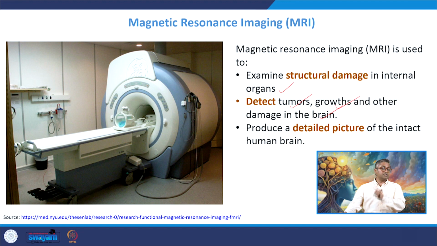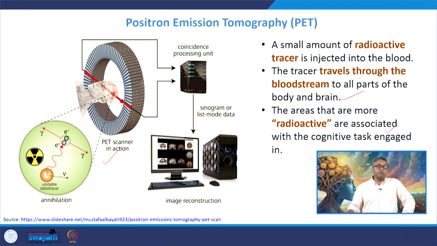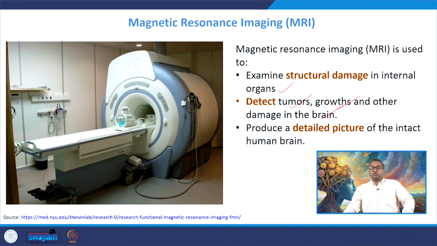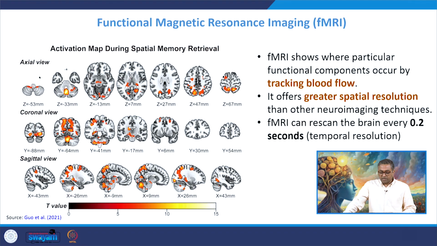This tool has a better spatial resolution but bad temporal resolution. And if we talk about positron emission tomography, this has a very good spatial resolution and very good temporal resolution, but because of the radioactive substance, this is not a very popular tool in human research. Okay. The extended version of magnetic resonance imaging is functional magnetic resonance imaging.